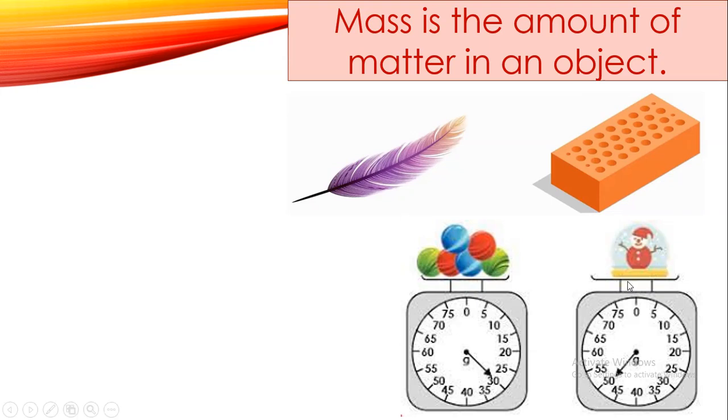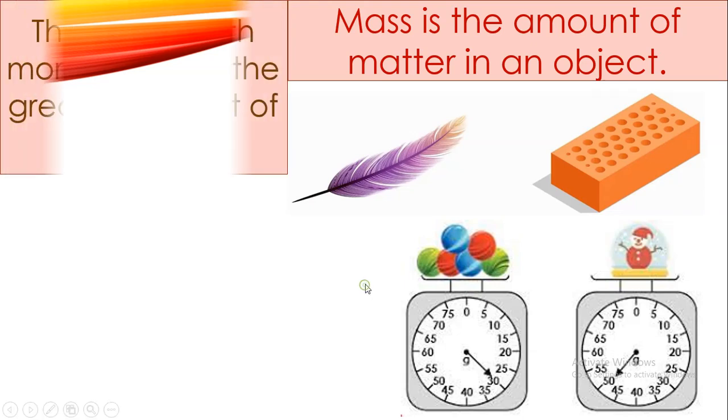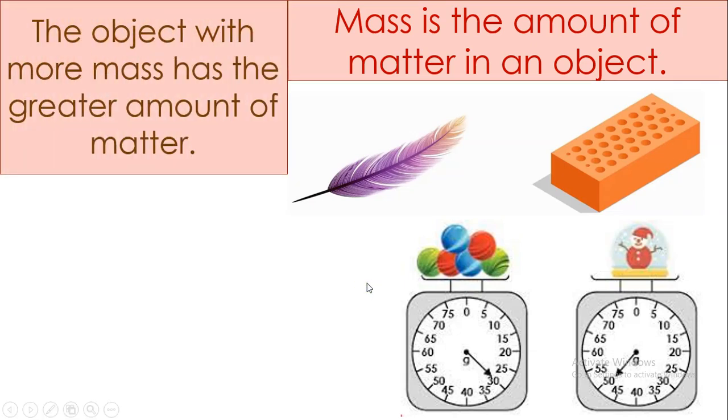Now, to measure mass, we can use balances. Now, look at this toy here. It's 50 grams. These marbles are 30 grams. Which one has the bigger mass? Marbles or the toy? What do you think? You're going to compare these numbers, 50 and 30. Which one is bigger? 50. So this toy has the bigger mass. That means it has more amount of matter. So the object with more mass has the greater amount of matter.